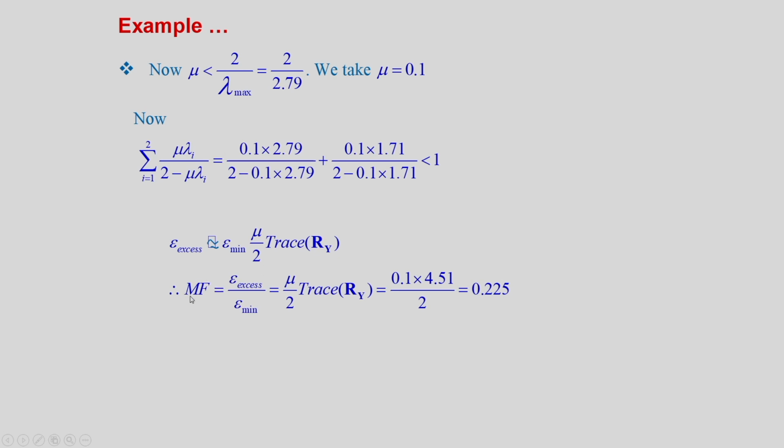Now, the misadjustment factor is given by excess mean square error divided by the optimal mean square error, and that is equal to mu by 2 into trace of Ry. When we put mu equal to 0.1 and trace of Ry equal to the sum of the diagonal elements, that is 4.51, divided by 2, that is equal to 0.225. That is, there is a misadjustment of 22.5% from the optimal mean square error.